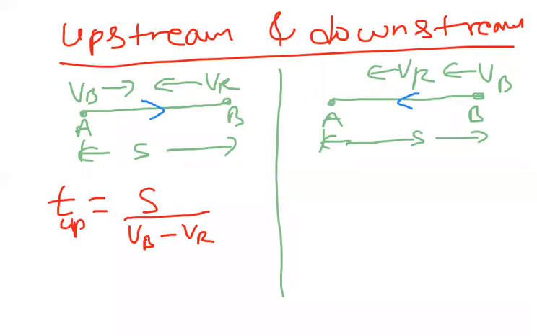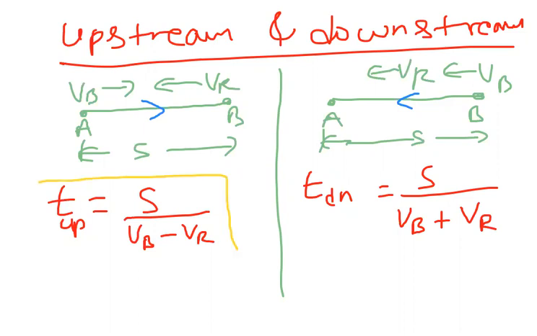Here we call it the downstream concept. Downstream, both are going in the same direction, so VB plus VR. So the time for downstream is S by VB plus VR. So now we have the upstream time and the downstream time.